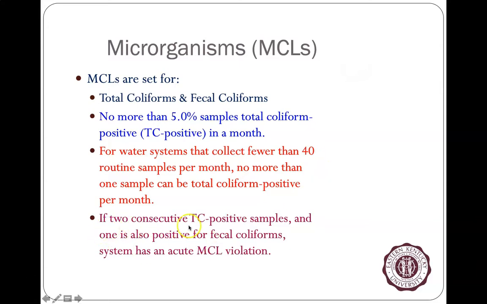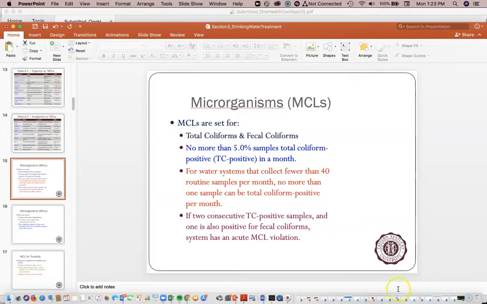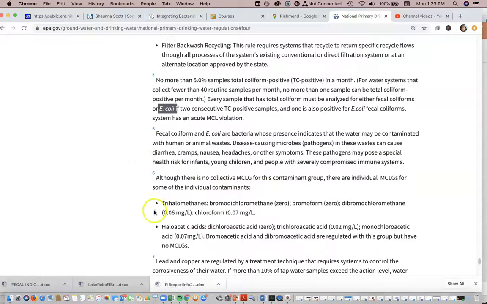Also, if you have 2 consecutive total coliform positive samples, and 1 is positive for either E. coli or fecal coliforms, it's an acute MCL violation. And they would want to do a boil water advisory immediately. I'm going to back out of the slides to let you see the EPA's work on this.